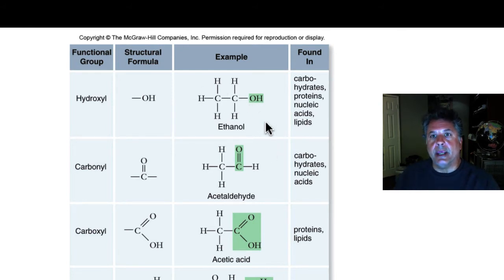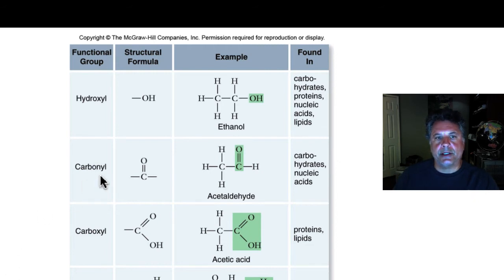So we find the OH group, not in ethanol only, but in many different organic compounds in cells. Carbohydrates, a very important class of molecules, proteins, nucleic acids, and lipids. In fact, these 4 types of molecules are the 4 major classes of biomolecules that we're now going to be dealing with. Carbohydrates, proteins, nucleic acids, and lipids, or fats. And we'll be talking about those shortly.